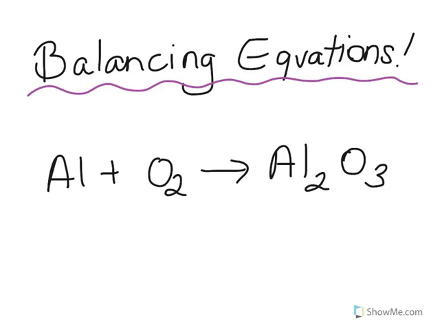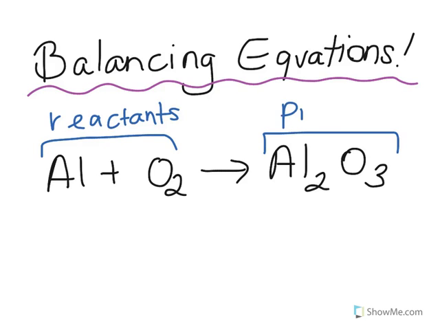So when we look at chemical equations like this, on this side we have the reactants, and on this side we have the products. And the aim of balancing equations is that the number of atoms on the reactant side is equal to the number of atoms on the product side. So let's have a look at the reactants.